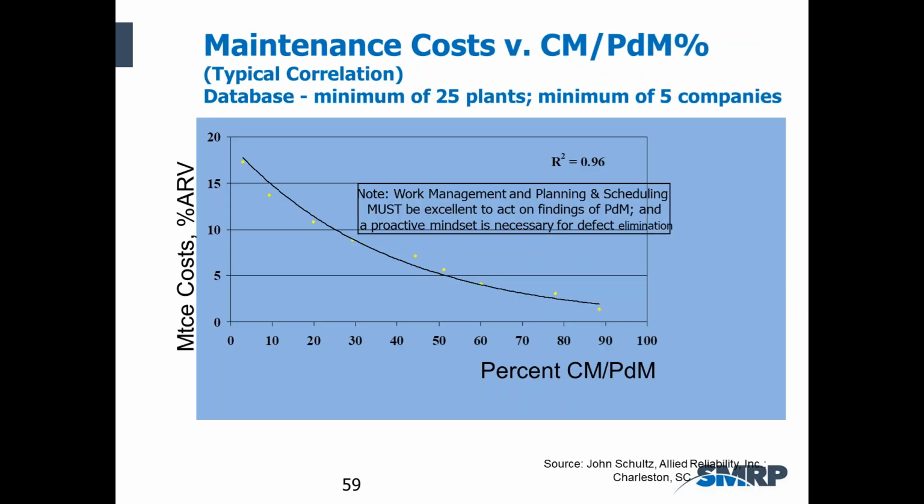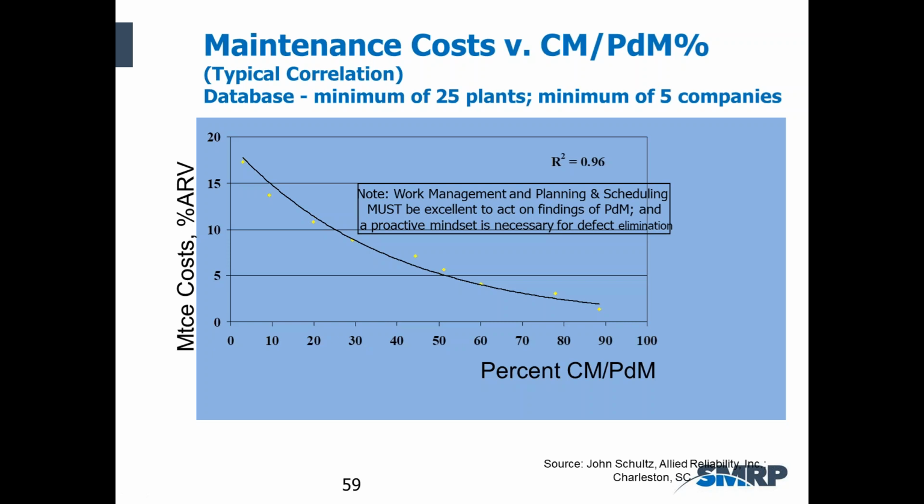So here's some data on all that. This is from John Schultz. Here's maintenance costs on the vertical axis. On the horizontal axis, we've got percent of equipment on some sort of condition monitoring or predictive maintenance program, including operators. And as we can see here, the higher the percentage, the lower the cost. But one other point here, you've got to have really good work management and planning and scheduling to feed this information into so that you can act on it.